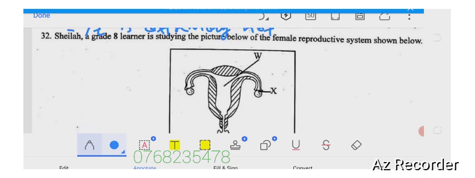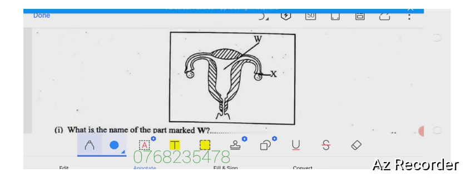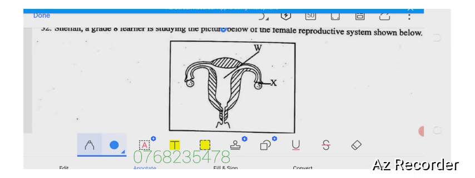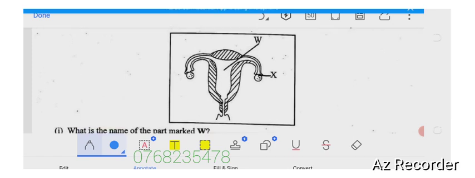Question 32, which is on reproduction. It says Sheila, a grade 8 learner, is studying a picture below of the female reproductive system. So as you can see, that's a picture of a female reproductive system. Just before we go to the questions, maybe we can just name the parts. So part X is what we call the ovary. It is 1 when it is 2, we call them ovaries. The main function of the ovary is to produce ovum or an egg.